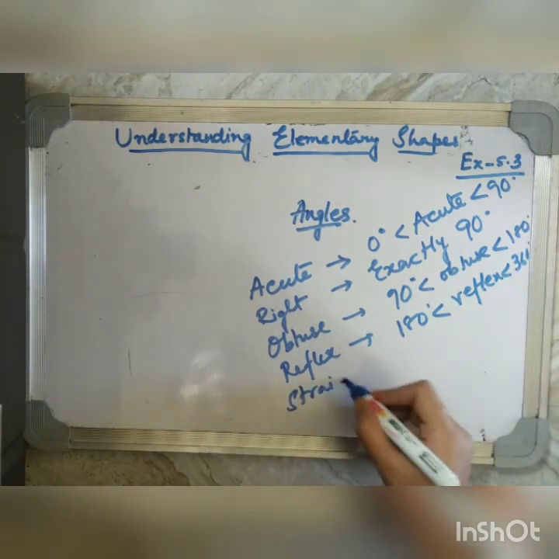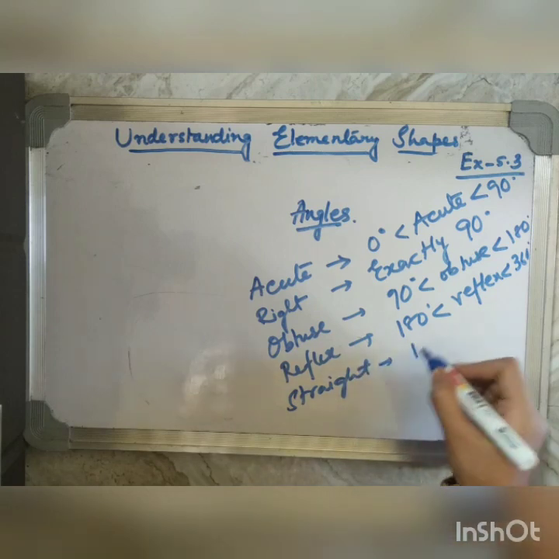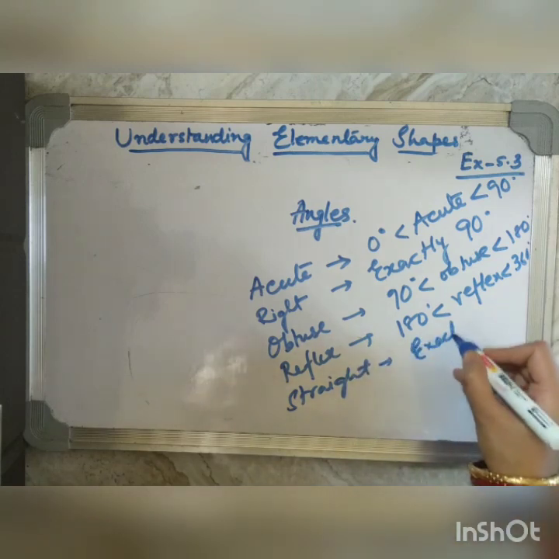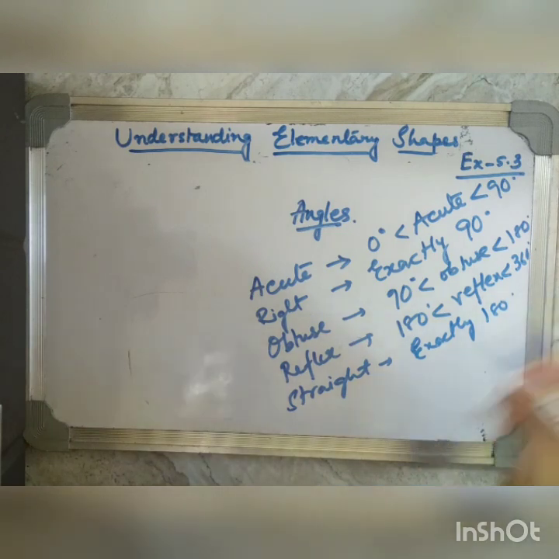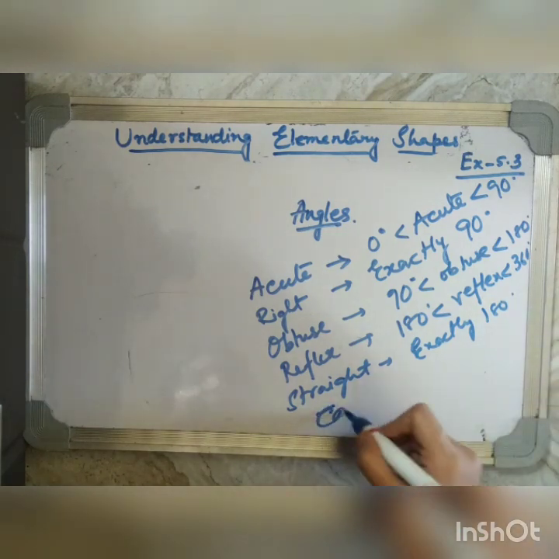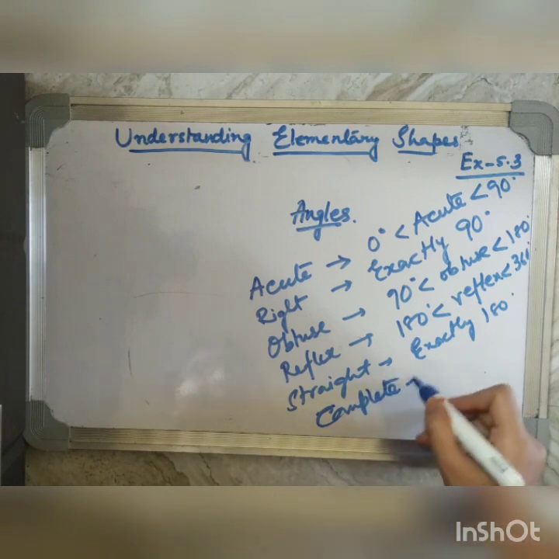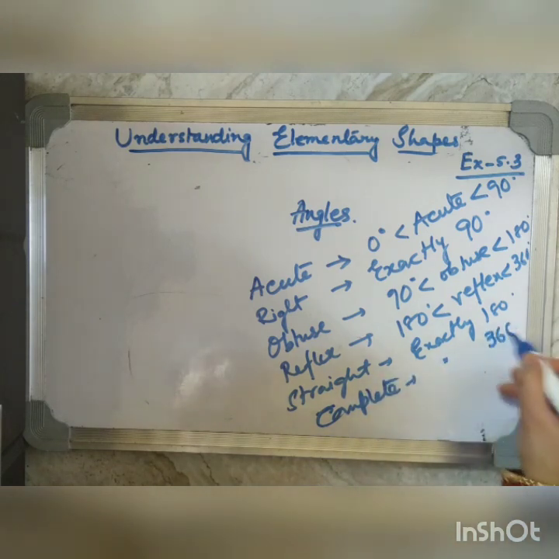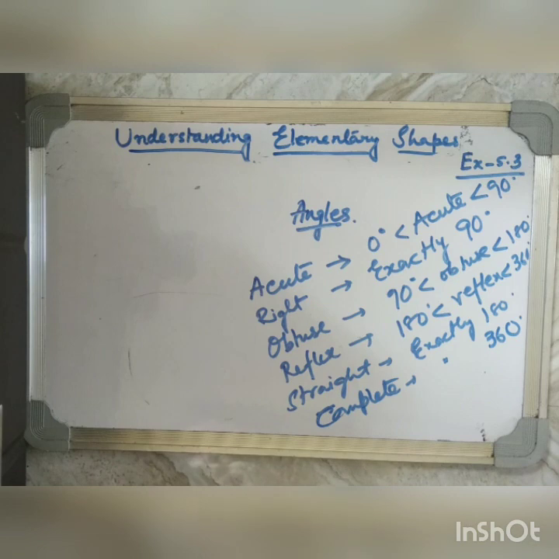Straight angle, which is exactly 180 degree, and complete angle, which is exactly 360 degree. Okay, so we have these types of angles, which we have already discussed in my videos. Hope all of you have seen that. Now this exercise is completely based on these types of angles.